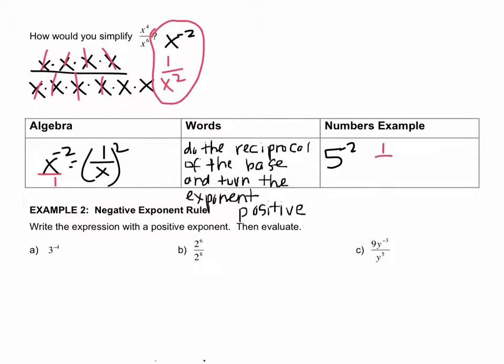Well, that would be 1 over 5 to the positive 2, because 5 is 5 over 1. And now if I wanted to actually evaluate that, it would be 1 to the second, which is 1, over 5 to the second, which is 25. So each piece inside the fraction gets the exponent, and that's why we use parentheses.